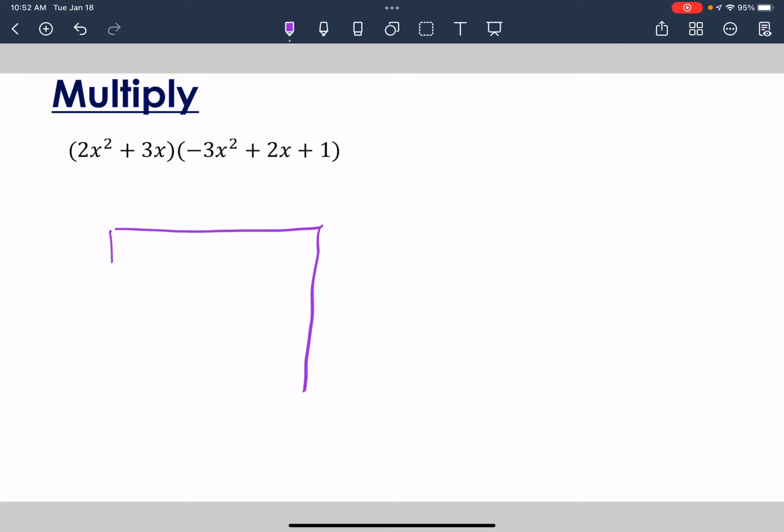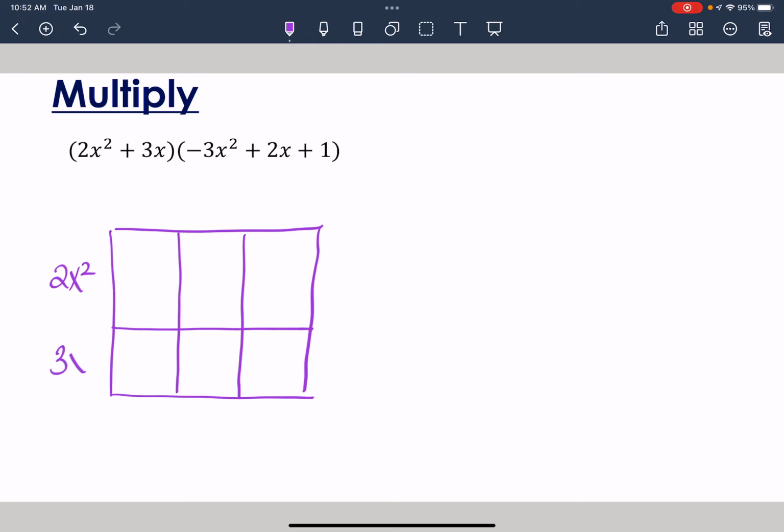So this is 2 terms times 3 terms. I'm going to make a box with 2 on one side and then 3 on the other. So I have 2x squared, 3x, and then negative 3x squared, 2x, and 1. So in the upper left, I have 2x squared times negative 3x squared. So this will be negative 6 times x squared will be x to the 4th.